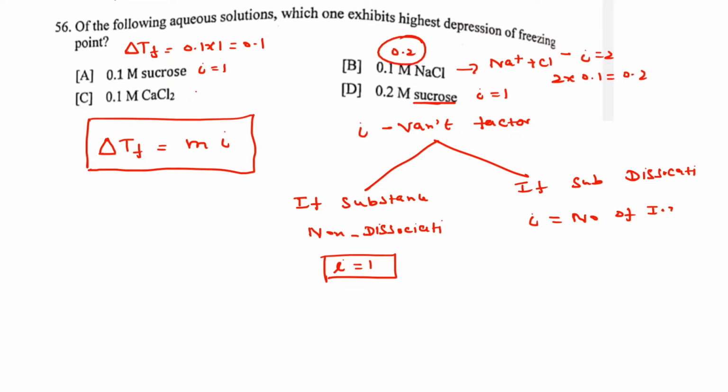In the case of calcium chloride, it is Ca 2 plus and 2 Cl minus. What is the i value? i is equal to 3, right? What is the concentration? 0.1, right? 0.1 into 3, therefore 0.3.